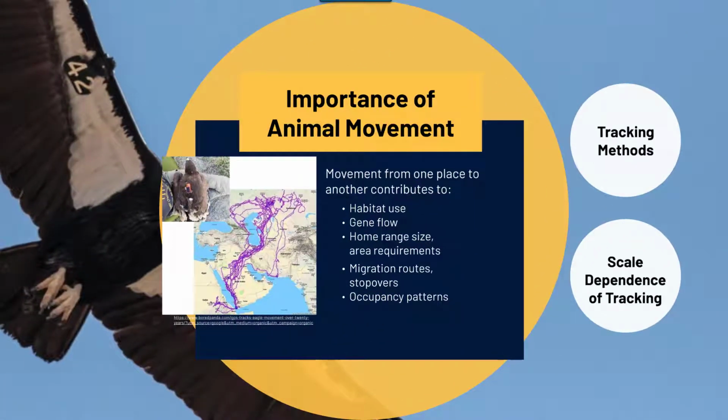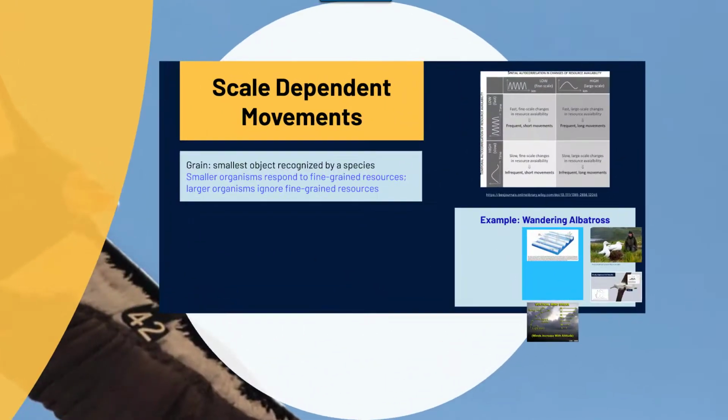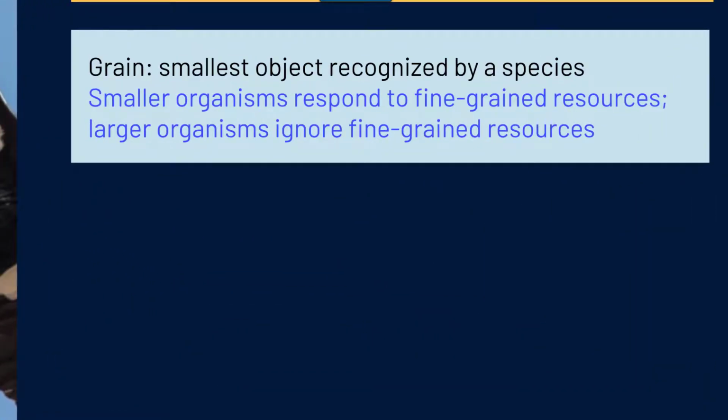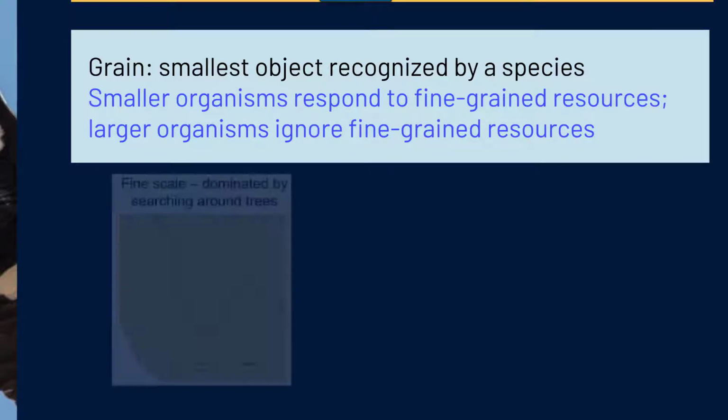Tracking of animals is often scale dependent, and essentially the grain is going to refer to the smallest object recognized by a species. So smaller organisms respond to fine-grained resources or small changes in the composition of resources, whereas larger organisms are going to ignore those fine-grained resources and focus on the coarser resources.